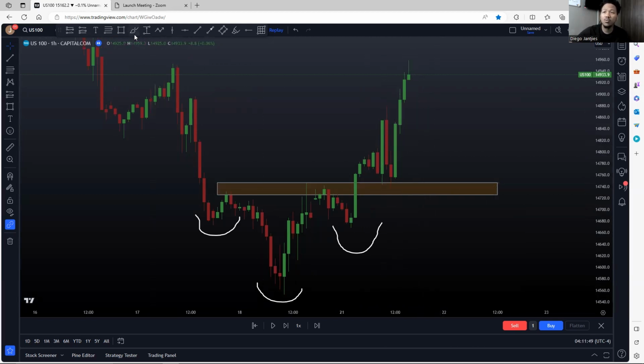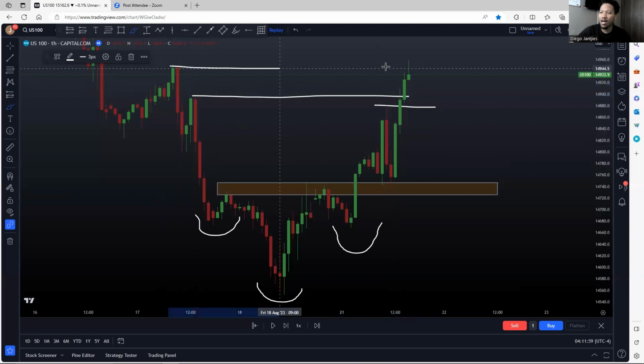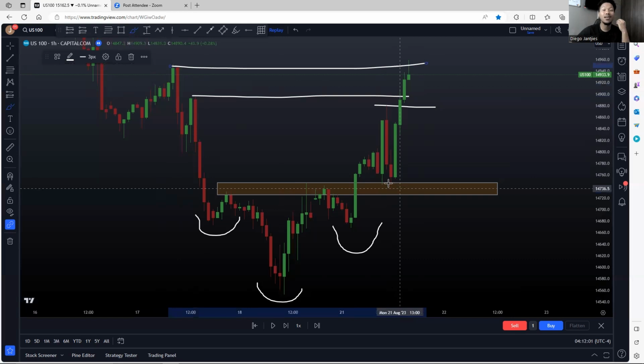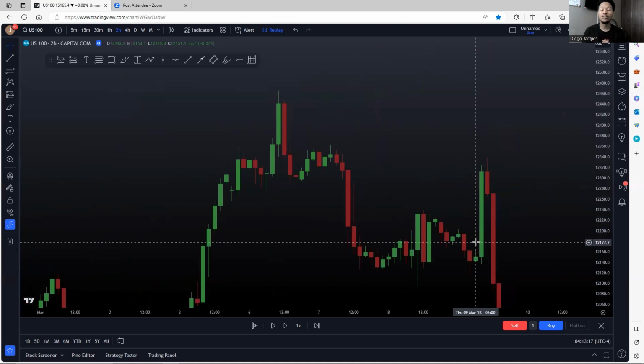Where would your targets be? You target your nearest high, which will literally be from this region all the way up to that region right there, all these beautiful highs which we find ourselves creating right there. So that is a nice example of an inverse H&S. Now let's look at a head and shoulders. Okay, boom. Now let's look at an H&S formation.